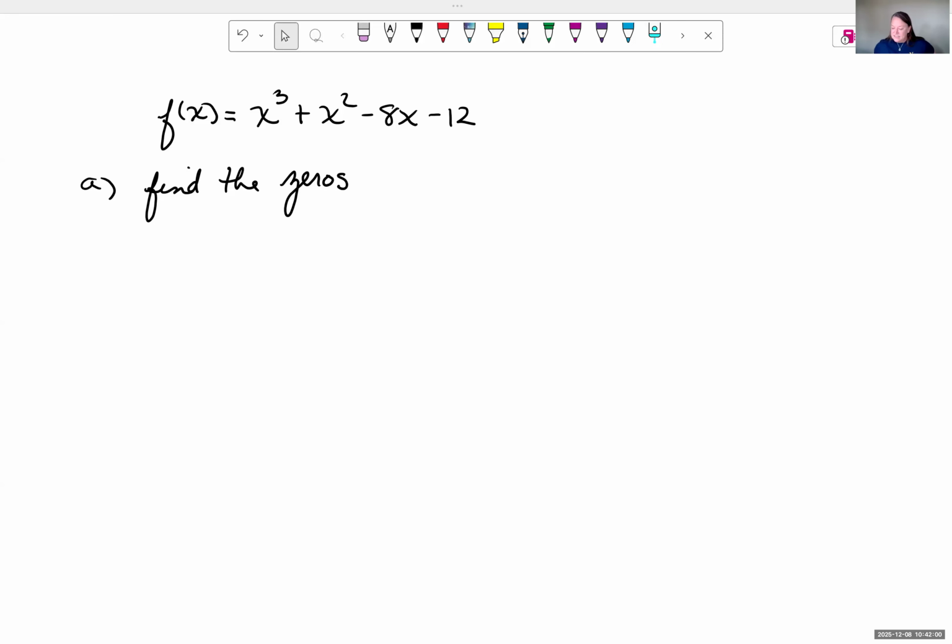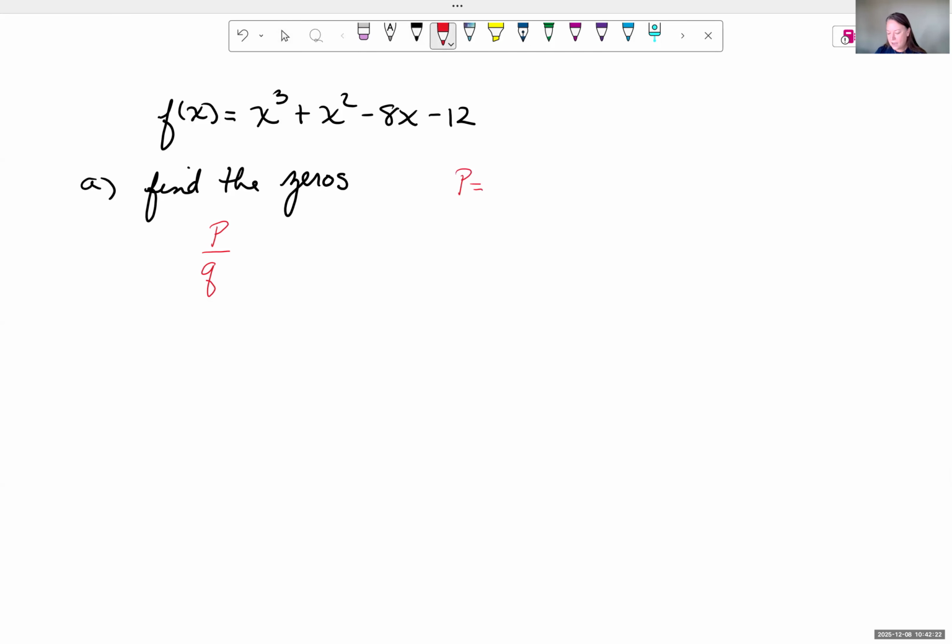Okay, so I have f of x is equal to x cubed plus x squared minus 8x minus 12. We want to find all the zeros of this polynomial. So we had learned some rules to help us find zeros. And there's what is called the rational zero theorem. So we're wanting to find p divided by q.